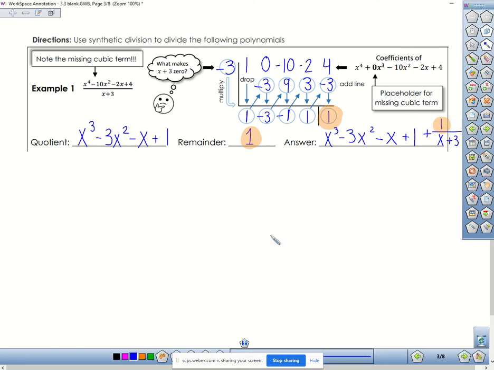So just to make sure this is clear to everybody, anything that you solve with synthetic division can be solved with long division. But not everything you solve with long division can be done with synthetic division. Does that make sense? Okay. Does anybody have any questions about any of these terms?